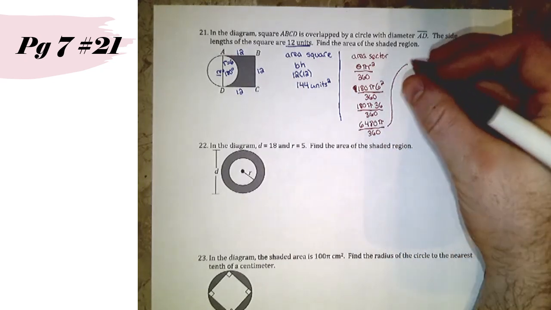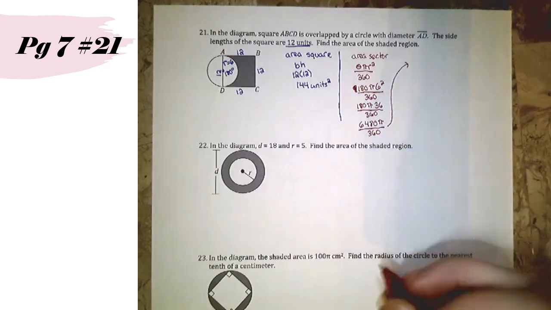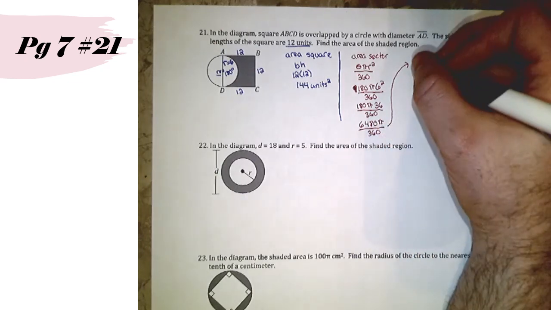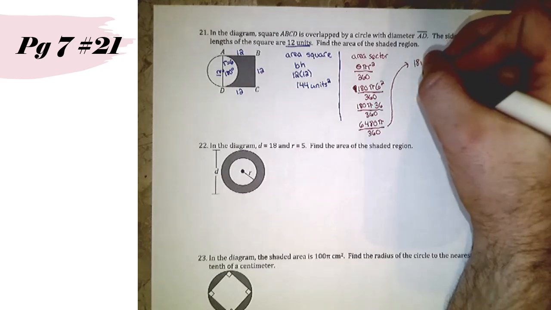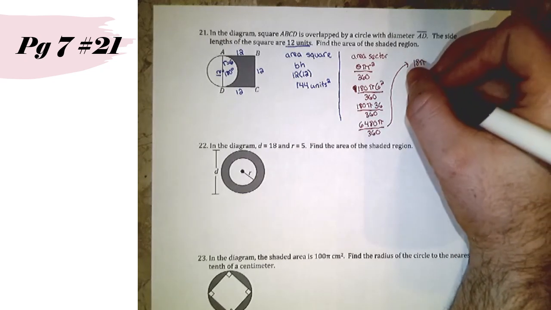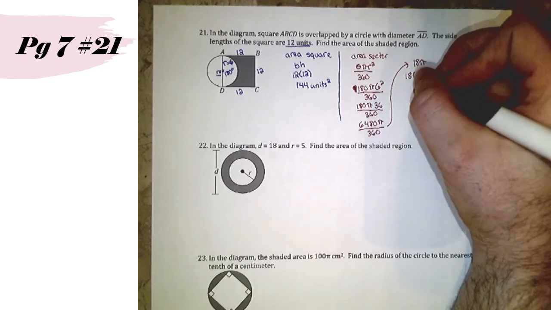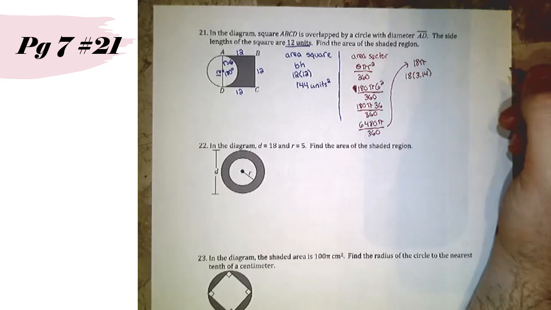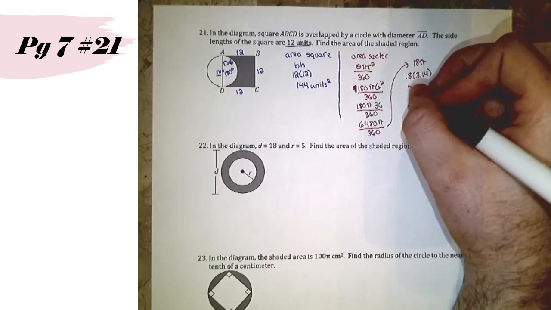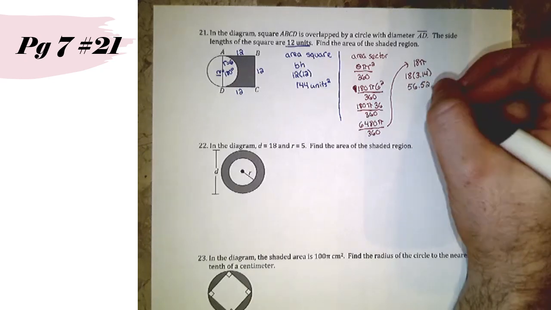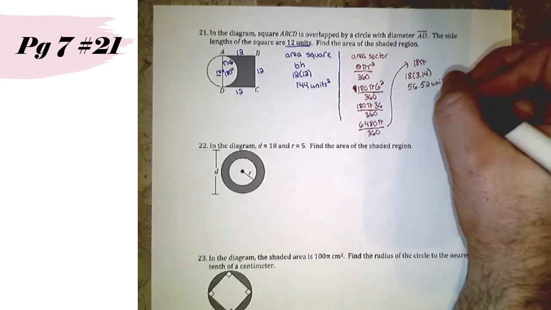So I'm just going to continue this up here. 6,480 divided by 360 is 18. And I haven't taken out a pi, so 18 pi. So if I now do 18 times 3.14, which is the equivalent of pi, I get 56.52 units squared.